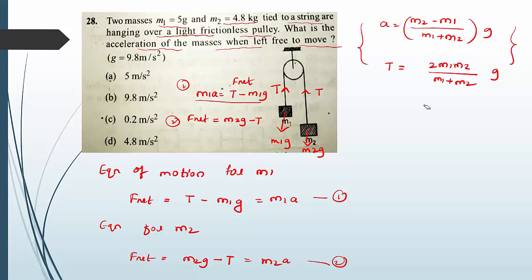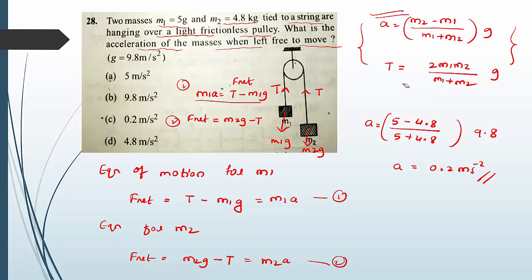So now substitute their values. We want just acceleration. You can take only the first equation. a equal to m2 minus m1, 5 minus 4.8, divided by 5 plus 4.8 into g, value 9.8 they had given. Calculate, you will get the answer 0.2 meter per second square. Similarly, if they asked tension, go for the second formula, calculate. So the answer is 0.2 meter per second square. Option C is the right answer.